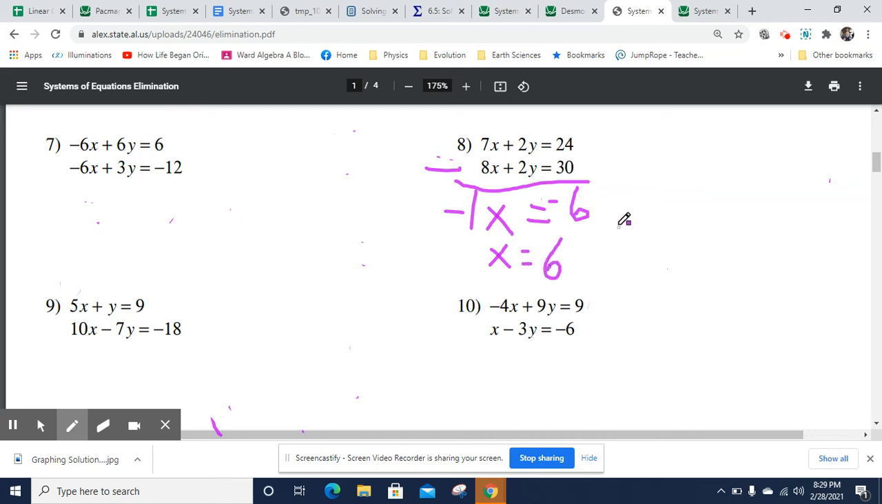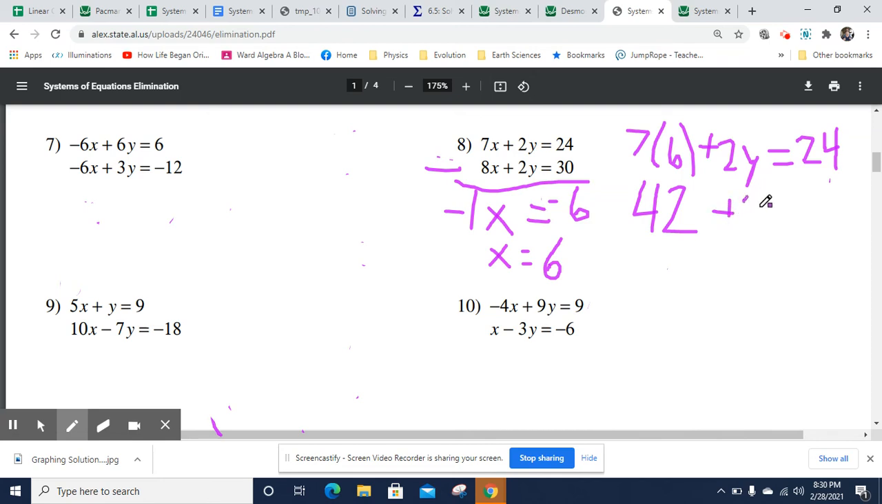And now I can plug 6 into either one of these equations. I'll choose the top one. So I'll say 7 times 6 plus 2y equals 24. And then I'm going to have 42 here plus 2y equals 24.